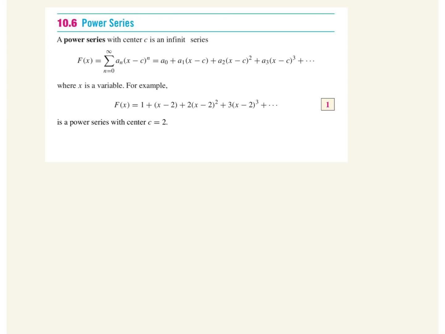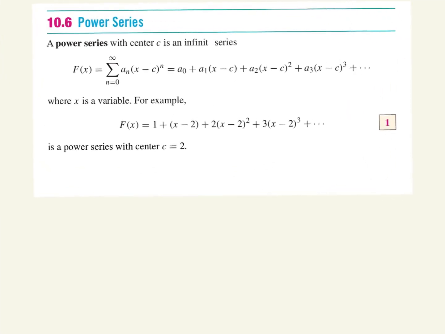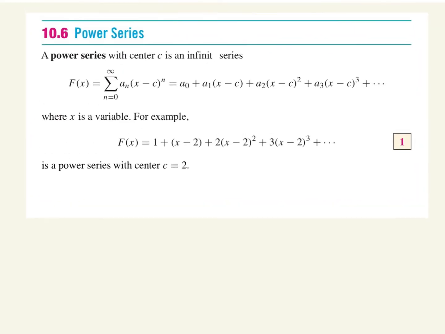10.6 power series. A power series with center c is an infinite series given as capital F equal to the summation from n equals 0 to infinity of a sub n times (x minus c) to the n power. So that's going to be a big focus throughout this section. And it obviously could be written out with each of the terms as shown there.